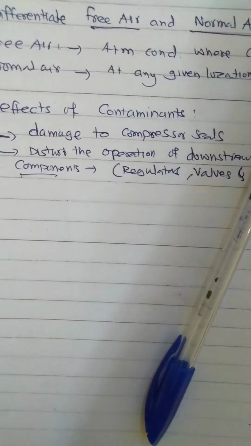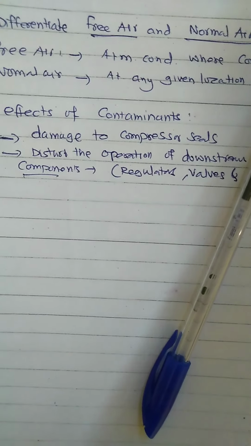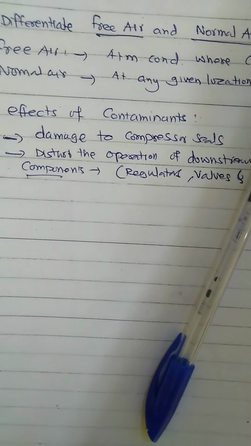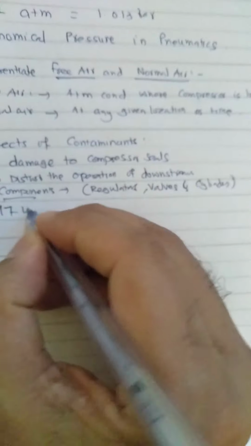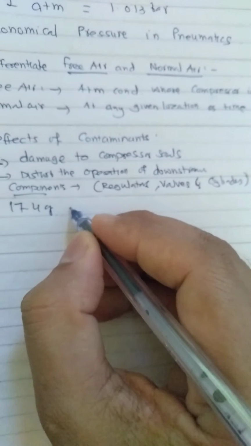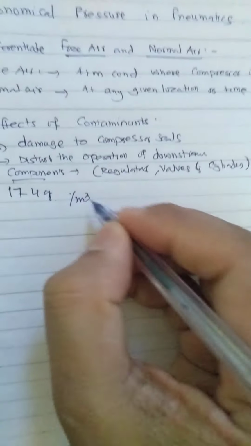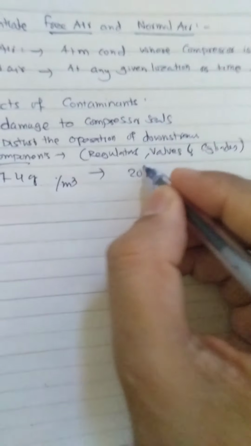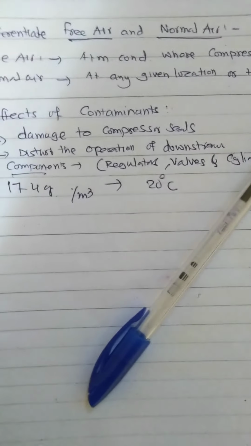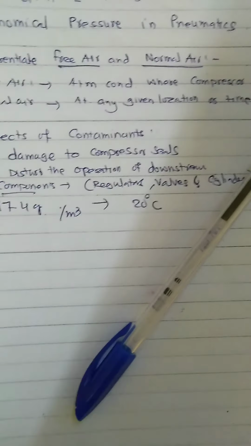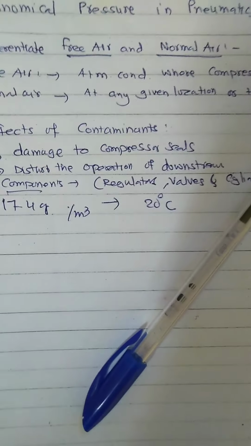As can be seen, charts are available. While looking at the chart, you can see that air with 17.4 grams of water vapor per cubic meter has a dew point temperature of 20 degrees centigrade. The ability of a given volume of air to absorb moisture increases with increase in temperature, which we can conclude from the dew point chart also.